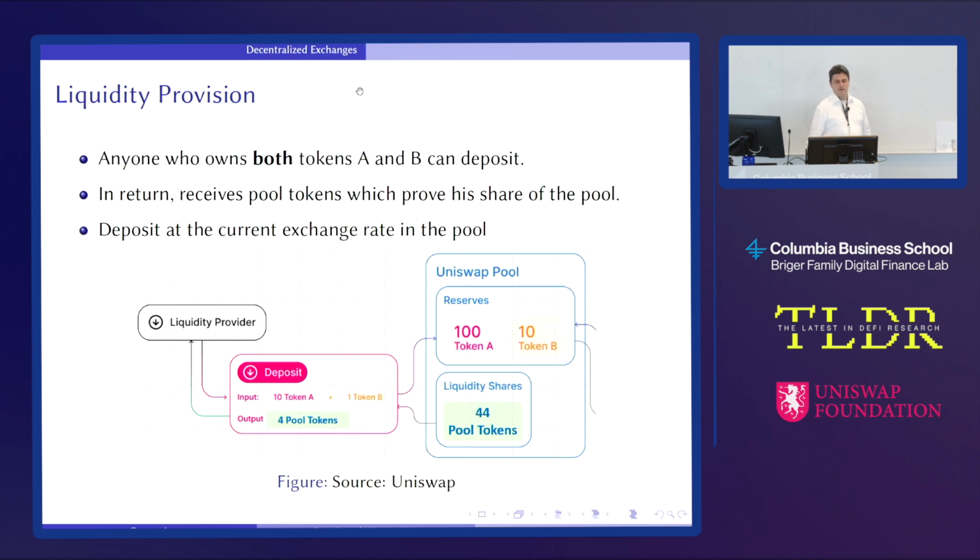So if there are, let's say, 100 token A and 10 token B in the pool, and the liquidity provider comes and deposits 10 token A and 1 token B, he has to deposit according to some pricing formula, so he has to maintain the ratio invariant in this case, and he's basically holding 1/11 of the entire share of the pool. That's basically the mechanism, and everybody can be a liquidity provider.